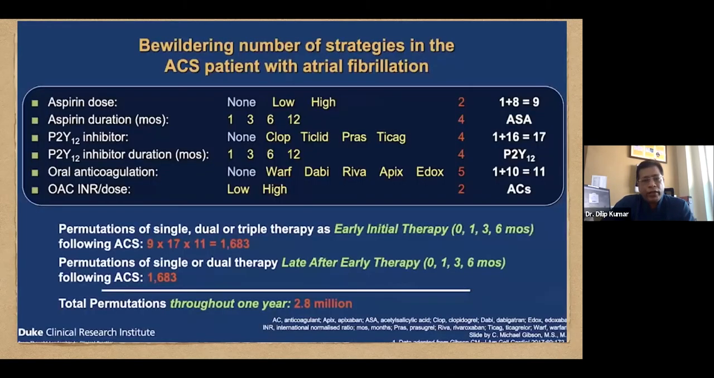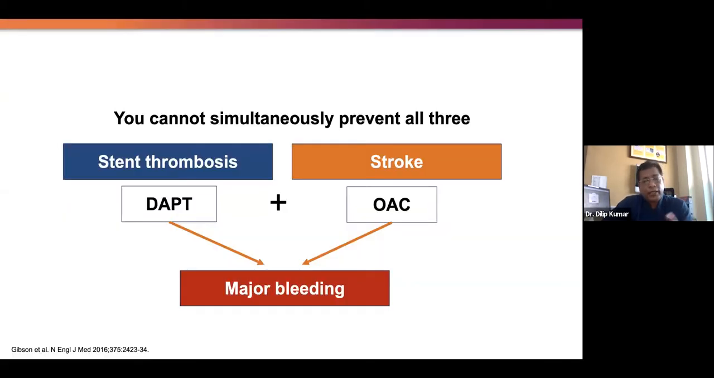That is the reason why we have a bewildering number of strategies in ACS patients with atrial fibrillation, starting from aspirin, its dose, how long aspirin should be given, P2Y12 inhibitors, which P2Y12 inhibitor, how long, and oral anticoagulants, whether vitamin K antagonist or new oral anticoagulant, and how long. If we put it all together, there can be 2.8 million possible combinations throughout 1 year. The idea with all these combinations is to prevent all three: stent thrombosis, stroke, and major bleeding, which is very difficult to control simultaneously.